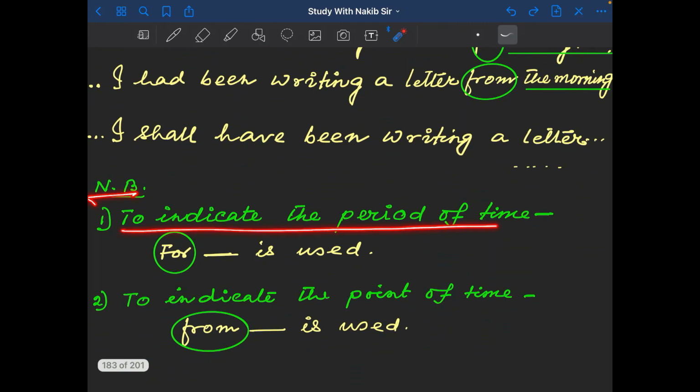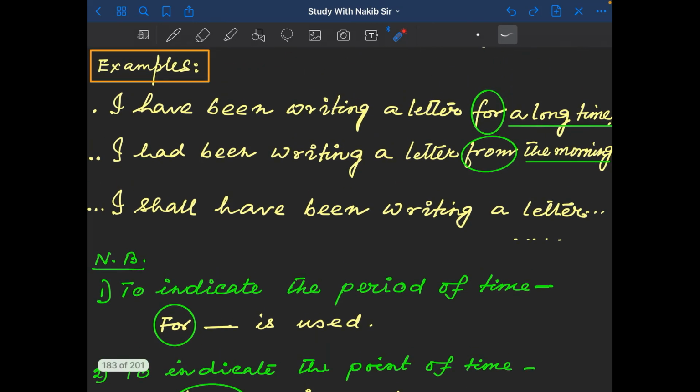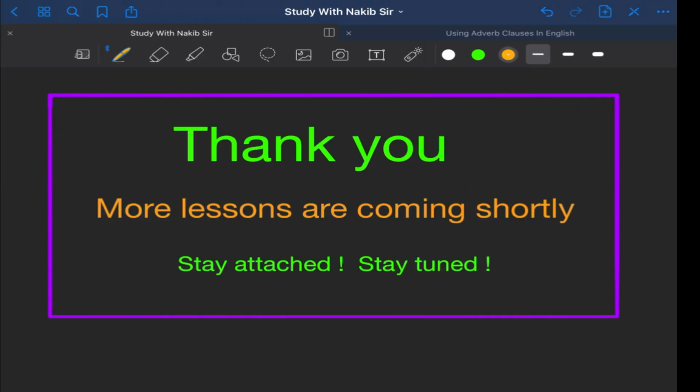To indicate the period of time, for is used. Period of time, this is a long time, this is a period of time. Okay, and to indicate the point of time, this is a point, the morning, from is used. And remember these two points in terms of these two examples: I have been writing a letter for a long time, and I had been writing a letter from the morning. Students, now you have got how to keep them in your memory, how to capture the different structures of the English tenses in your memory.